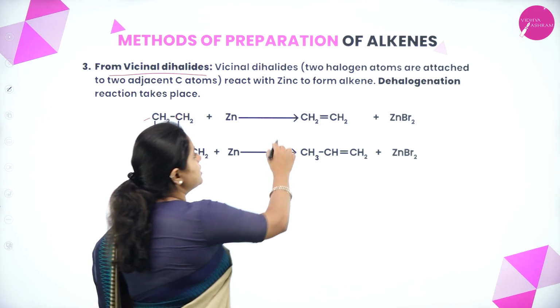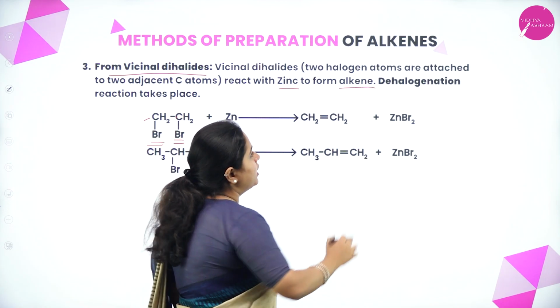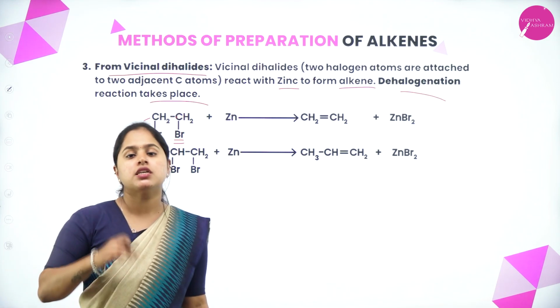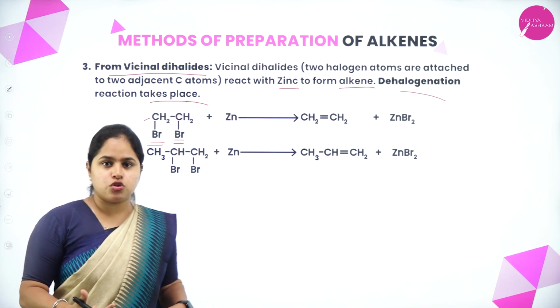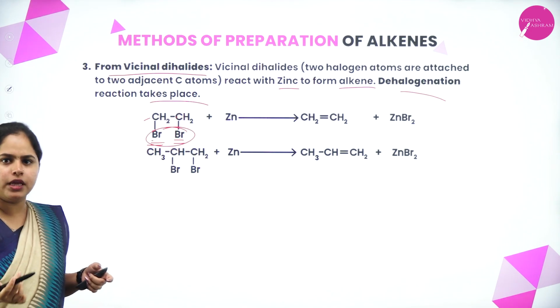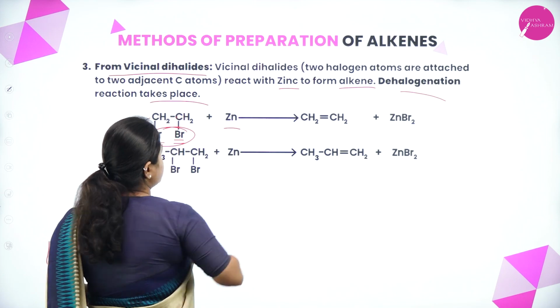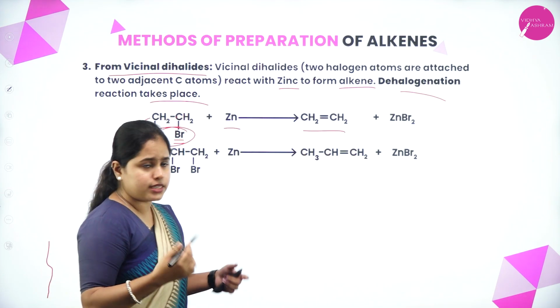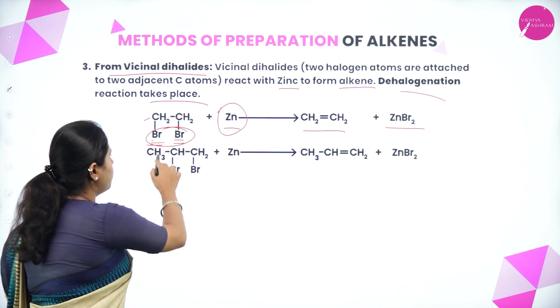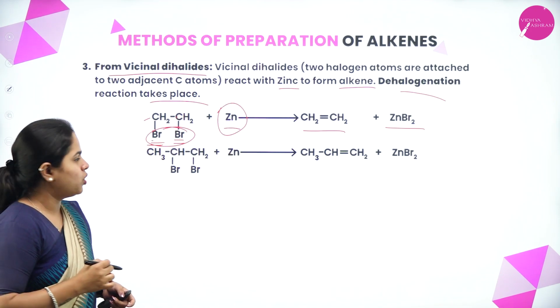It reacts with zinc to form an alkene. A dehalogenation reaction takes place. Dehalogenation means we are going to remove the halogen here. So in the vicinal dihalide, the halogen present, Br2, will be removed by the reaction with zinc. So what happens? You will get ethene, that is your alkene, and ZnBr2. The zinc will combine with the bromine which is removed from here. So I hope that is clear.